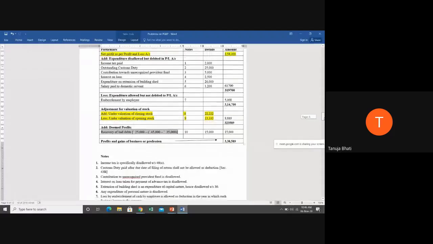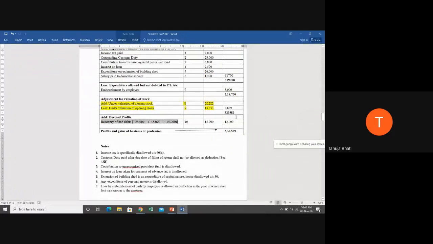Now, what is the recovery amount? We have to see point number 10. Students, 45,000 was actually the bad debts amount. Out of 45,000, 35,000 was allowed. So how much was disallowed? 10,000. And he has recovered how much? 25,000. So net recovery is how much? 15,000. So 15,000 is recovery of bad debts, which is your deemed profits.